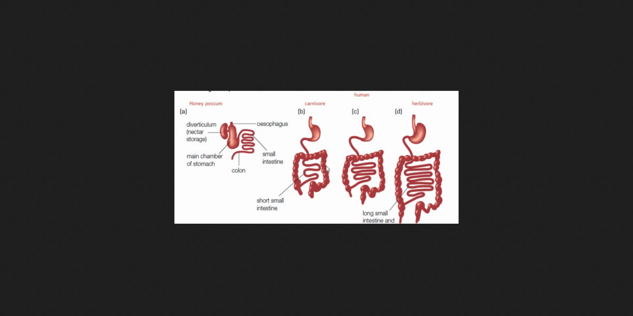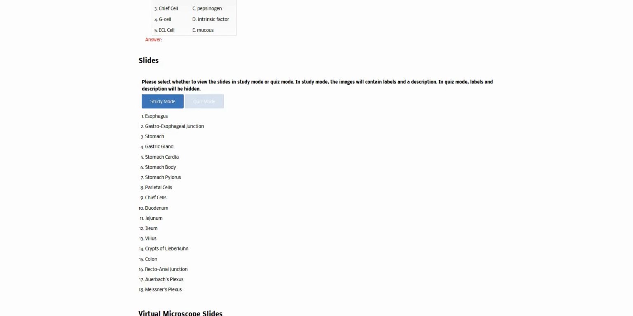Humans are interesting. They kind of lie somewhere in between. So we have a longer small intestine, but our colon looks a lot like a carnivore colon would. And this is actually a hot point of debate. We don't actually know whether humans are meant to be carnivores, herbivores, or more likely somewhere in between, omnivores. And it's really interesting being able to look at a digestive system like this and make those conclusions. All right, so just a little fun exploration for y'all.